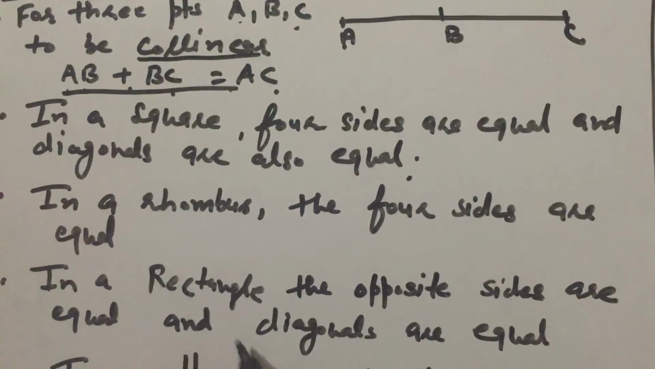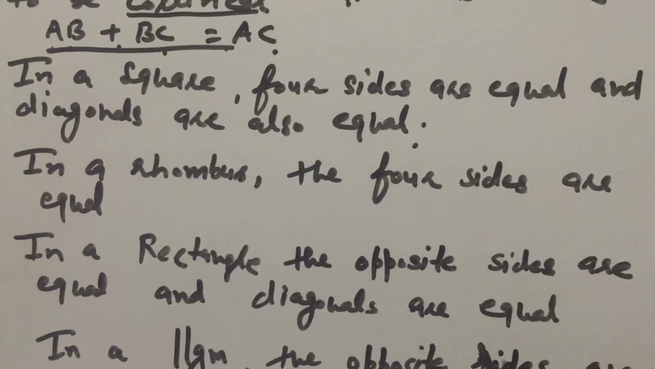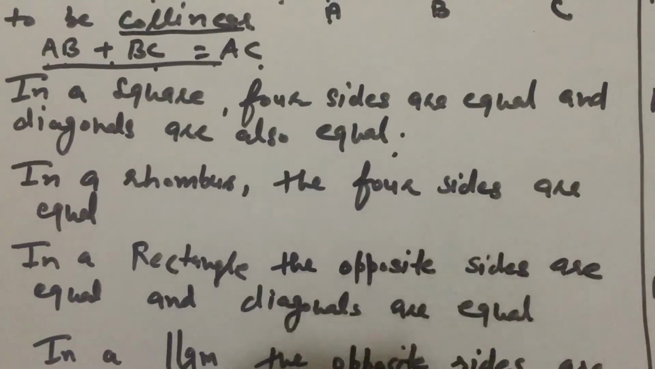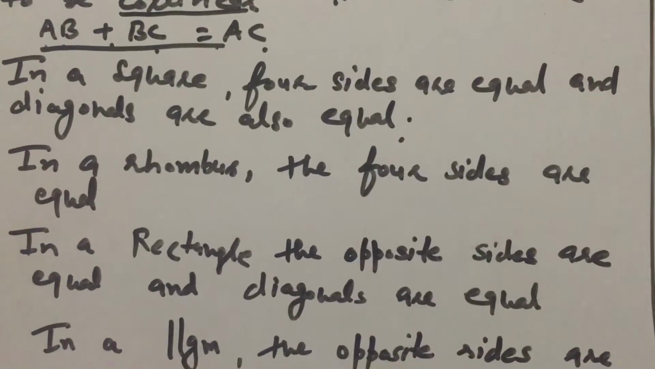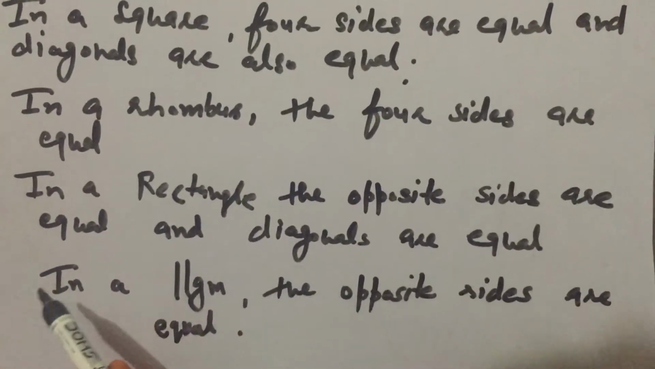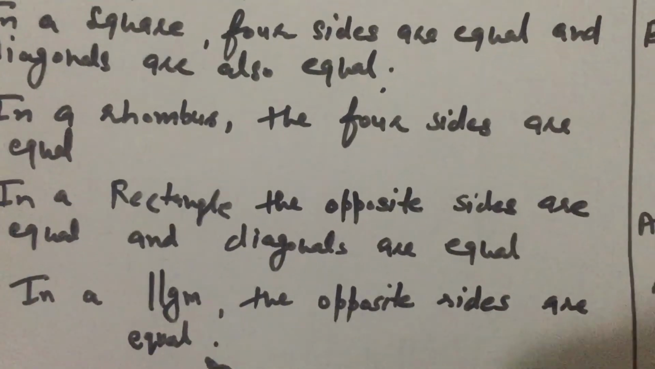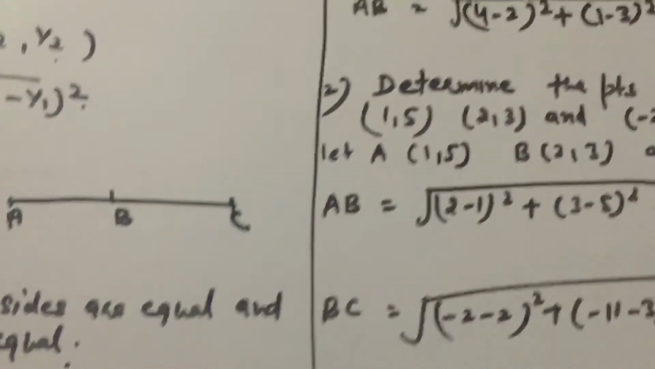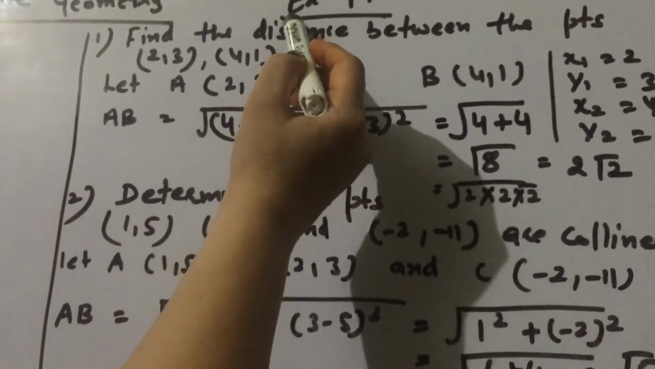Next, in a rectangle, the opposite sides are equal and the diagonals are equal. If we have to prove it is a rectangle or not, then the opposite sides should be equal and the length of the diagonals should be equal. Next, in a parallelogram, the opposite sides are equal. Now I am going to explain some questions related to the distance formula, exercise 7.1.